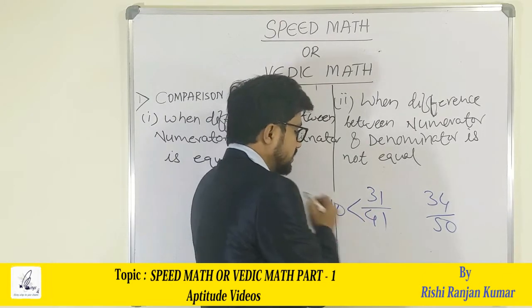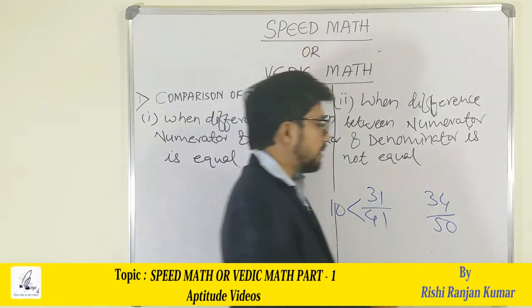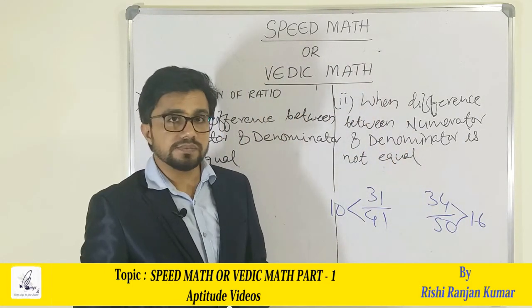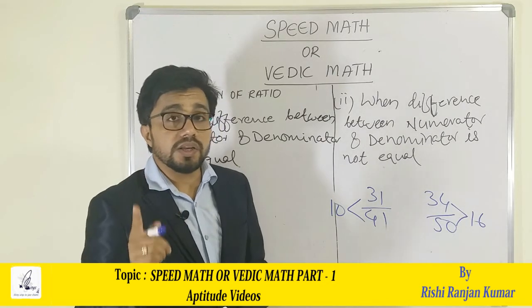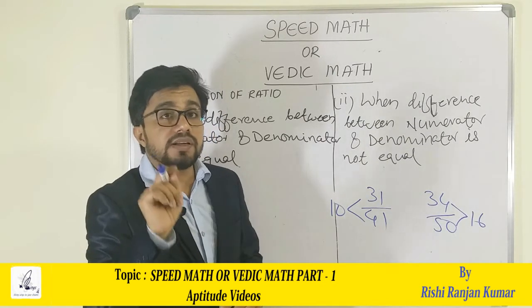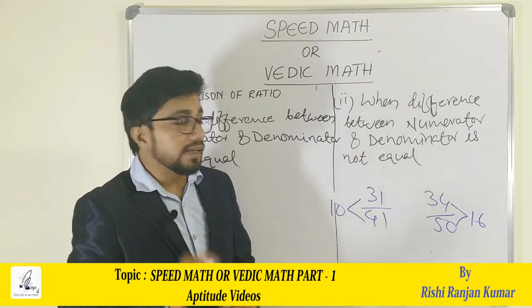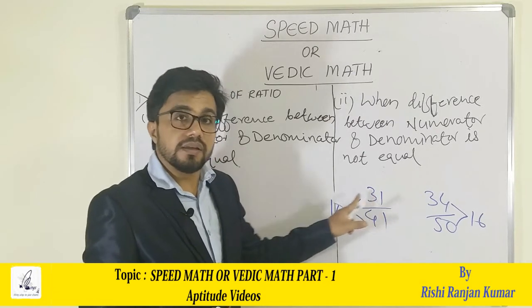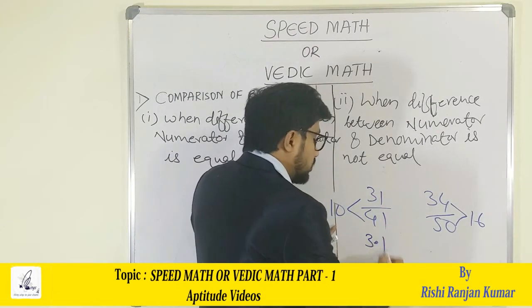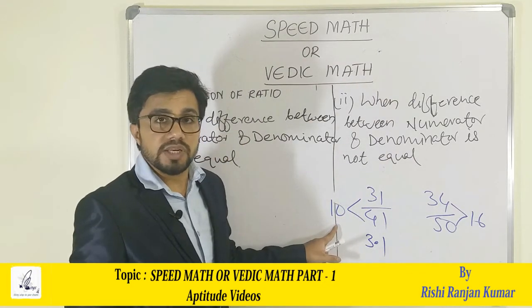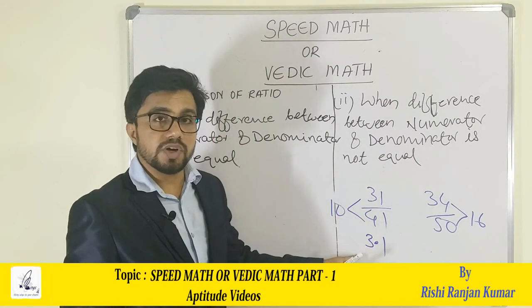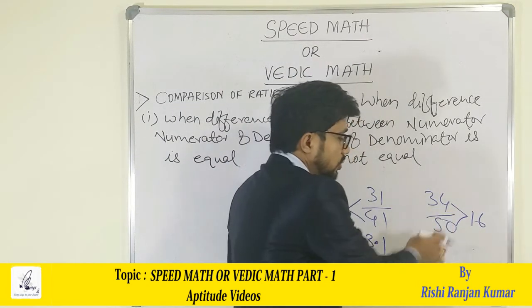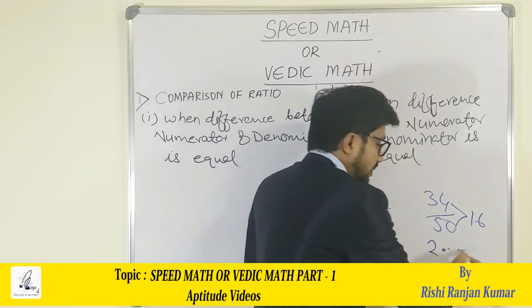Here the difference is 10 and here the difference is 16. Not equal. Now, when the difference is not equal, let's repeat the steps once again: numerator by difference. 31 by 10 is 3.1. I didn't need much brain to find this out, right? Just one decimal, that's all. And here, 34 by 16. 16 twos are 32 and then something, 2 point something.